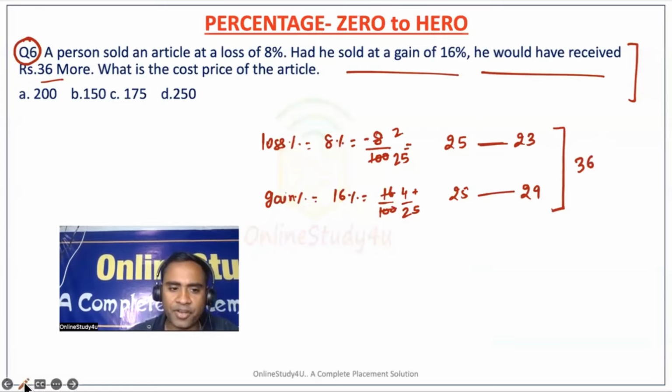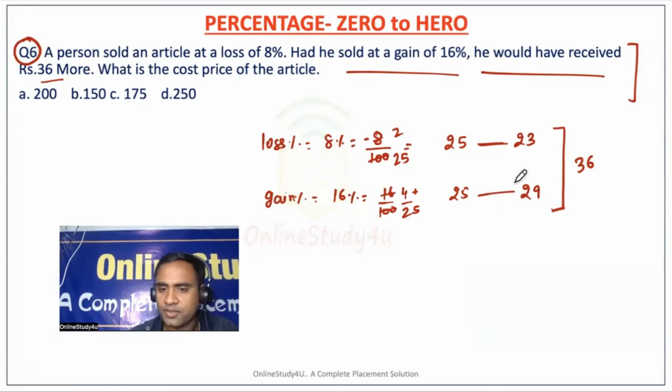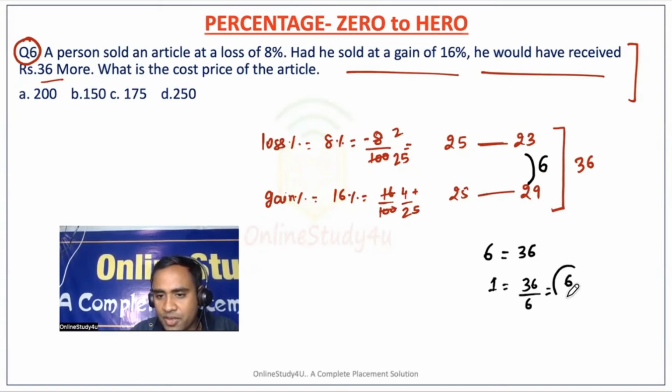But here, if we analyze, because we are using a trick to solve this, you'll see it is nothing but a 6 rupees difference, but the actual difference is 36. That means 1 unit is nothing but 36 by 6, that means 6 rupees. Now they're asking what is the cost price of the article.